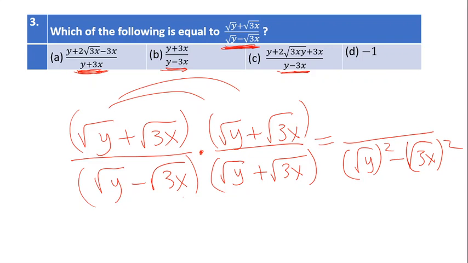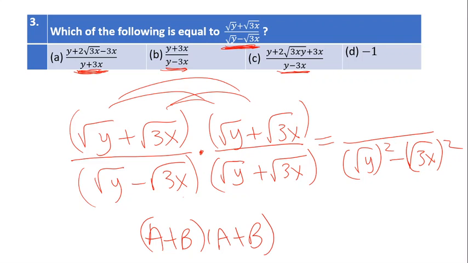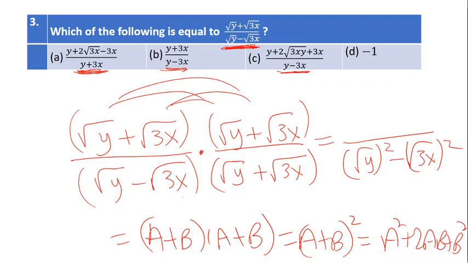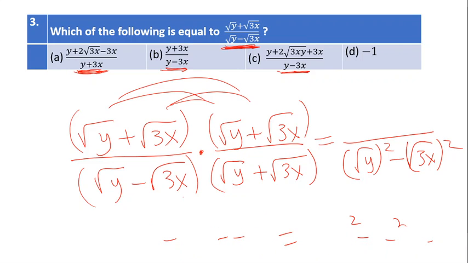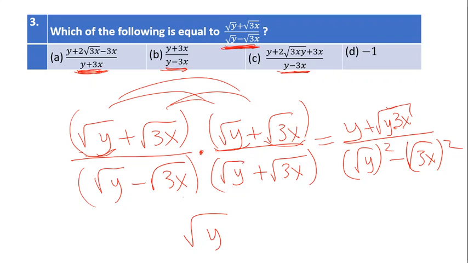you can do the multiplication this way, or you can use the special product like a plus b times a plus b, which is a plus b squared, which is a squared plus 2ab plus b squared. Anyway, you can use any method here. I will do straight multiplication. So square root y times square root y will be y, and square root y times square root 3x will be square root y 3x. We can put them under the same root.